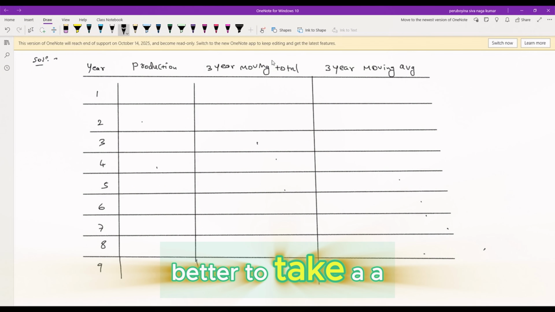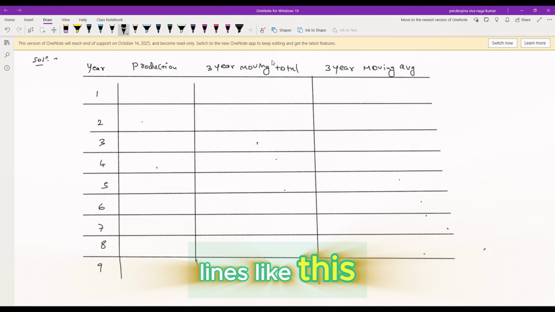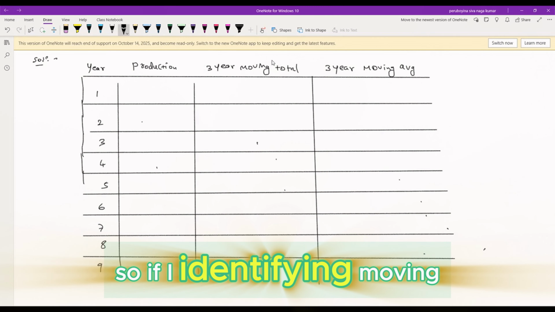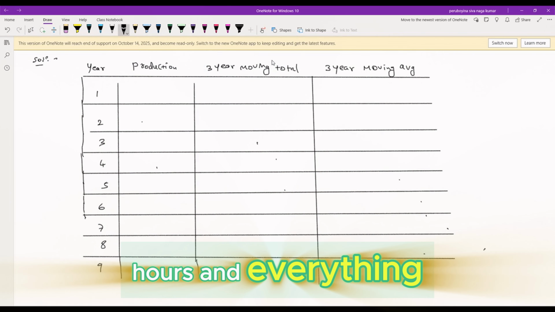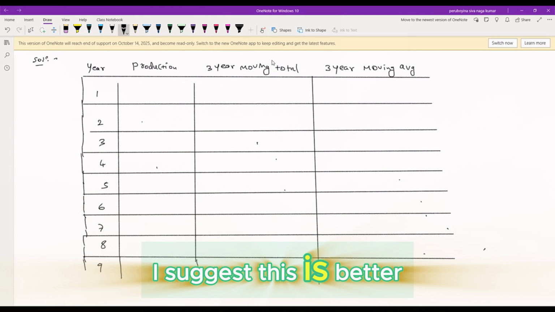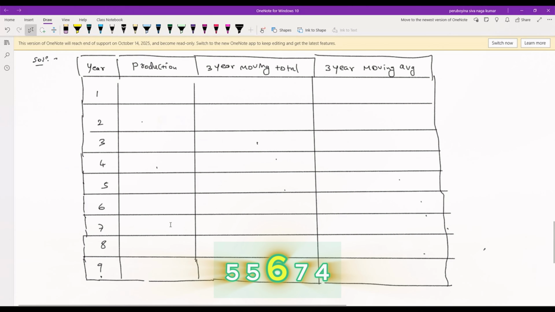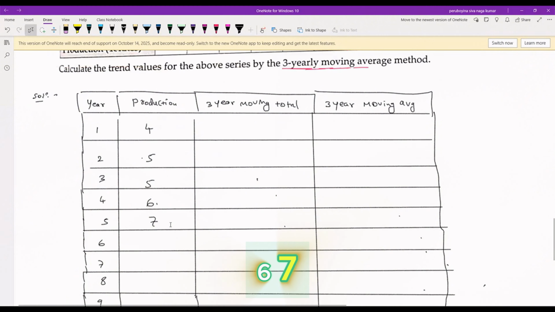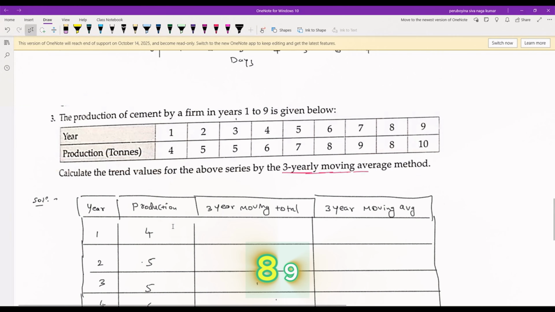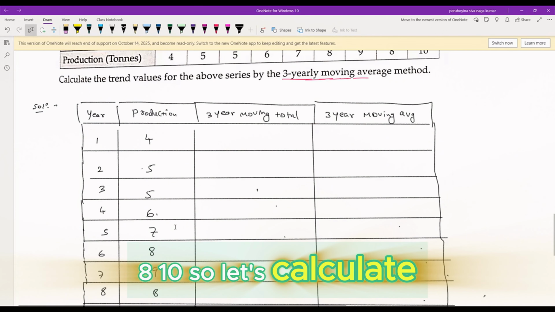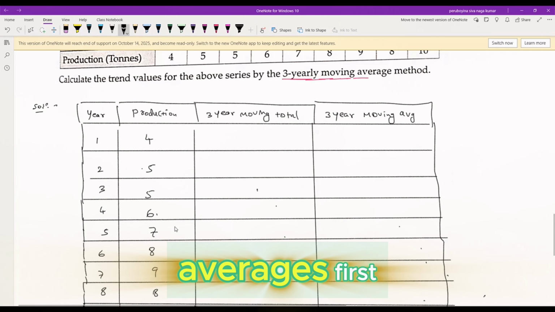It is better to take lines like this, so that identifying the moving average and everything is easier. And the production values are 4, 5, 5, 6, 7, 8, 9, 8, 10. So let's calculate the averages.